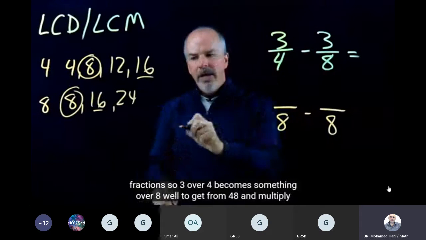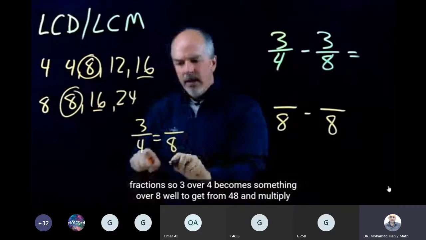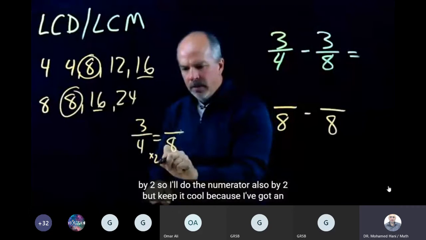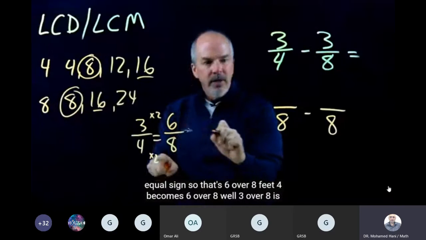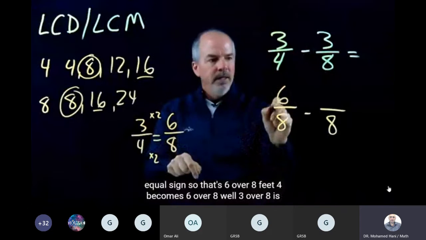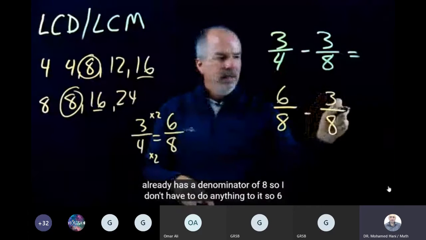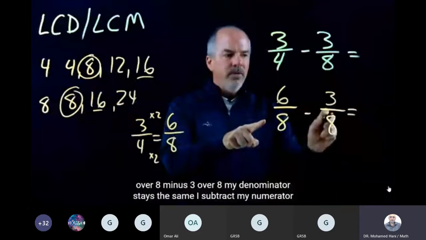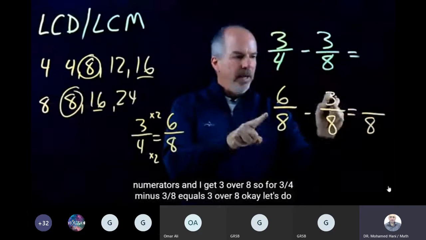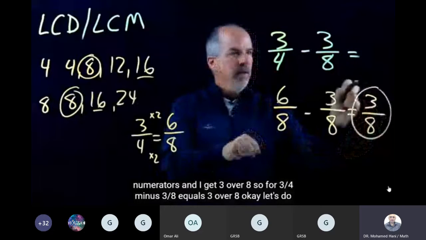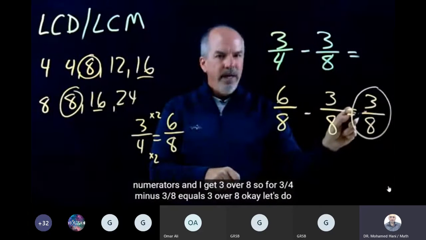Now I've got to create equivalent fractions. So 3 over 4 becomes something over 8. To get from 4 to 8, I multiply by 2. So I'll do the numerator also by 2, to keep it equal because I've got an equal sign. So that's 6 over 8. 3 over 4 becomes 6 over 8. Well, 3 over 8 already has a denominator of 8, so I don't have to do anything to it. So 6 over 8 minus 3 over 8, my denominator stays the same. I subtract my numerators, and I get 3 over 8. So 3/4 minus 3/8 equals 3 over 8.